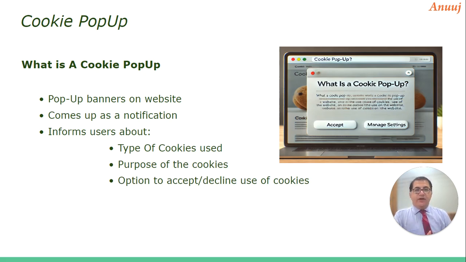Some pop-ups could have a details option also, where you can click that button and then you get granular consent, to choose what you want to allow and what you don't want to allow.